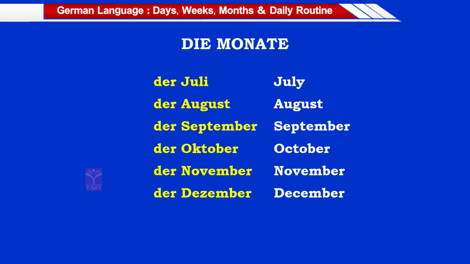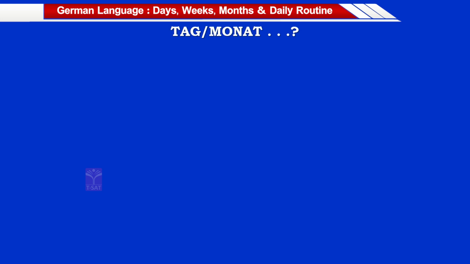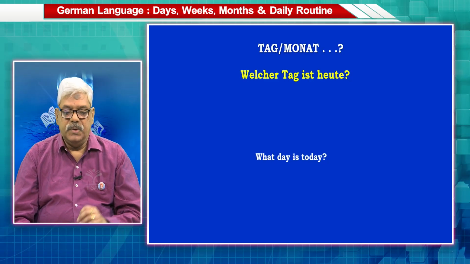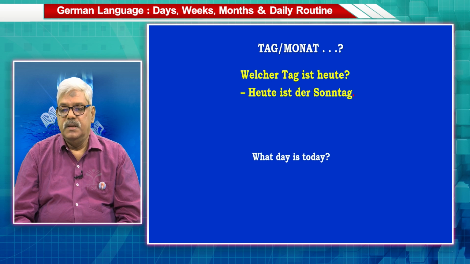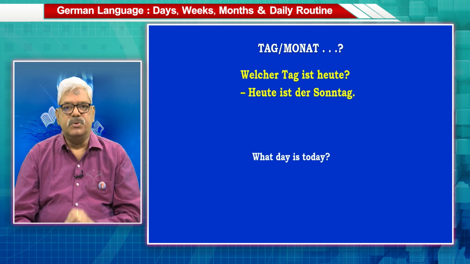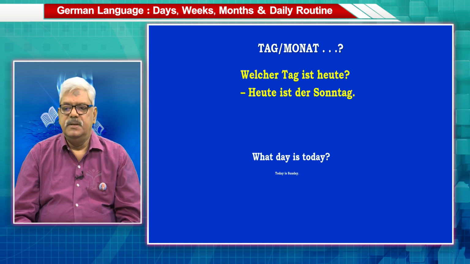Now let us proceed further. Tag and Monat. So how to ask questions about days and months? Let us see that. The first one is Welcher Tag ist heute? What does this mean? This means, what day is today? Heute ist der Sonntag. I have taken Sonntag as an example, meaning Sunday. So today is Sunday.